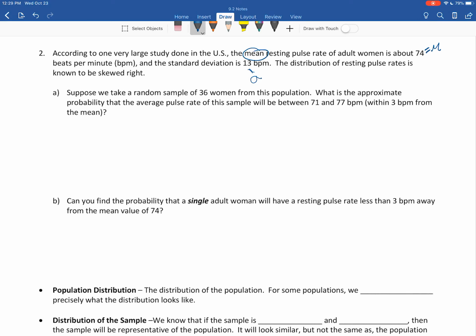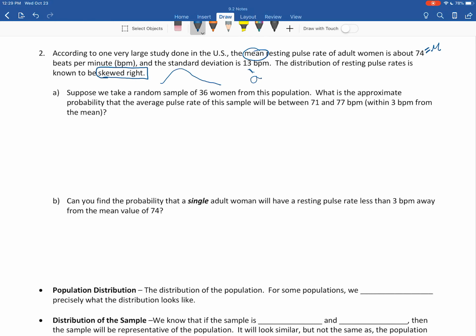But what's interesting here is it says the distribution of resting pulse rates is known to be skewed right. So this does not start off being normally distributed. Something that looks like this. Most people have a fairly low resting pulse rate with some that are higher. It can't go much lower, otherwise you're dead.